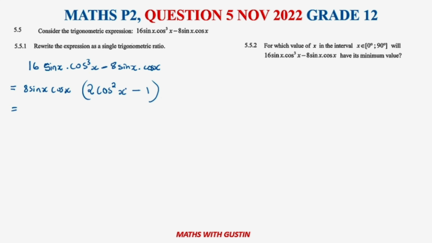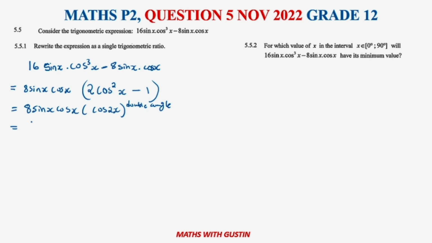But we know that this is a double angle, so we can easily change this again if we want to. 8 sine x cos x is going to be, cos 2x, close bracket. We change this from a double angle, guys. Please make sure that you check your formula sheet for these double angles. You should be able to remember them by now.